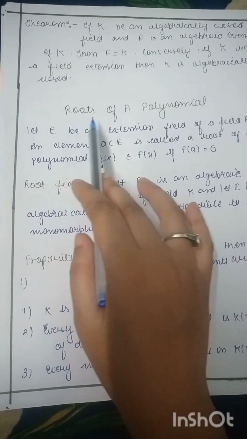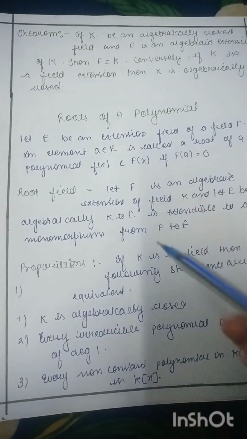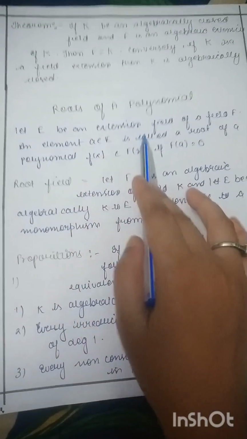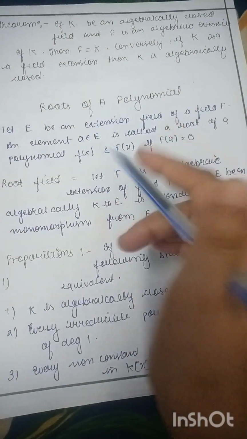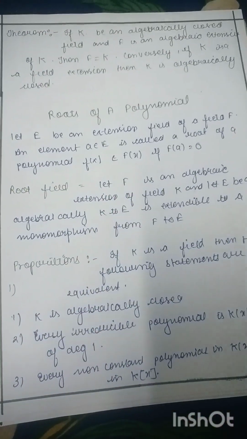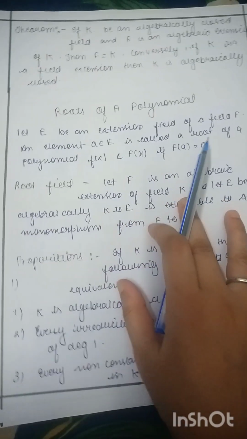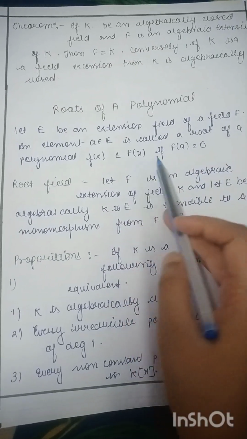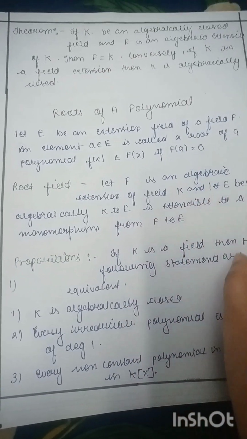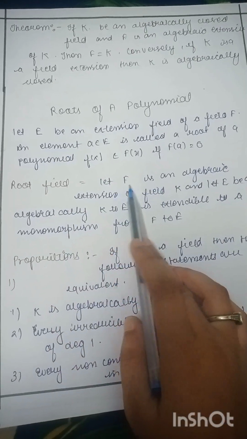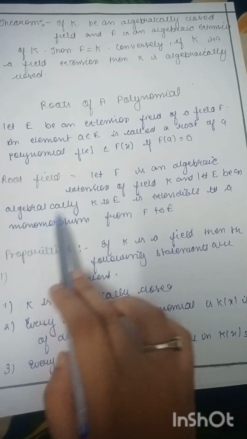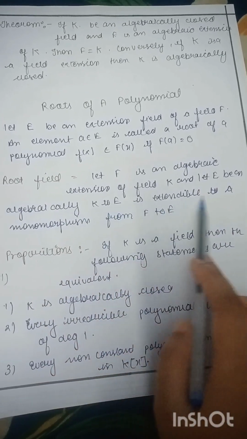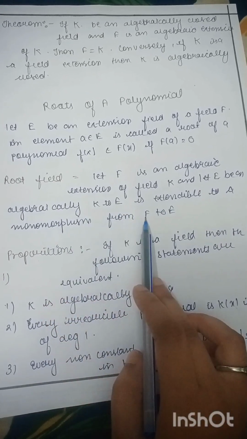Now we will read about the root of a polynomial. What is the root of a polynomial? Let E be an extension field of field F. Any element a belonging to E is called a root of the polynomial f(x) belonging to F[x] if f(a) equals 0. Root field: let F be an algebraic extension of field K and let E be an algebraically closed field; then an embedding of K into E is extendable to a monomorphism from F to E.